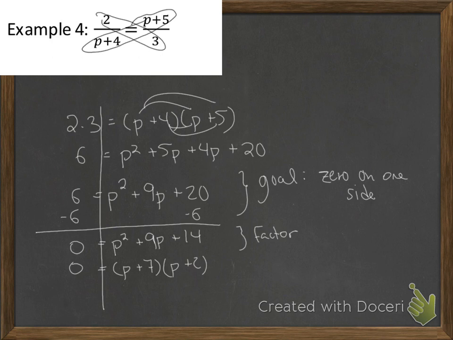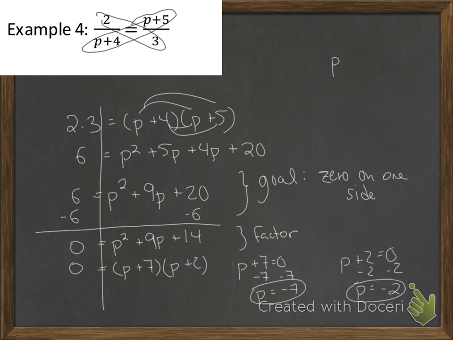So we have two possible solutions. Either p plus 7 is equal to 0 or p plus 2 is equal to 0. Let's go ahead and solve both of these. So we have p is equal to negative 7 or p is equal to negative 2. These are our final answers. You can write it just like that, or you could write it as p is equal to negative 7 comma negative 2.